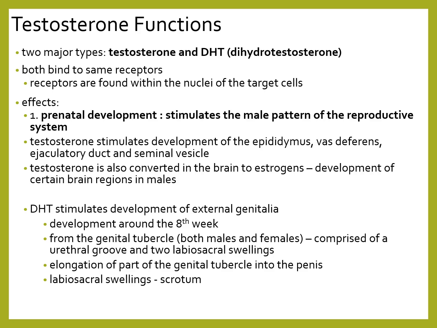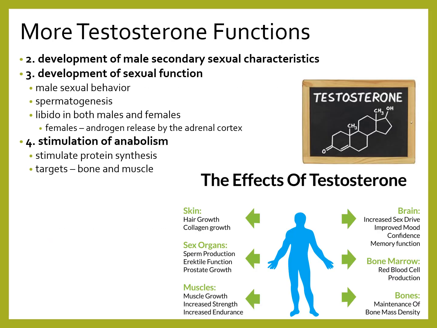The external genitalia come from a structure in both males and females called the genital tubercle. This is comprised of a urethral groove and 2 labioscrotal swellings. And in males, the genital tubercle will elongate into the penis, and the labioscrotal swellings become the scrotum. So this slide summarizes probably the roles of testosterone that you're more familiar with. The stimulation of anabolism. It stimulates protein synthesis, specifically in bone and muscle, so that males are larger than females.